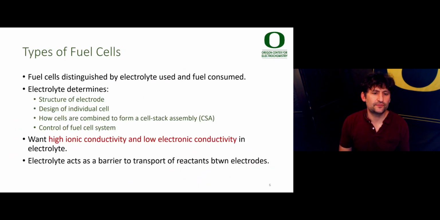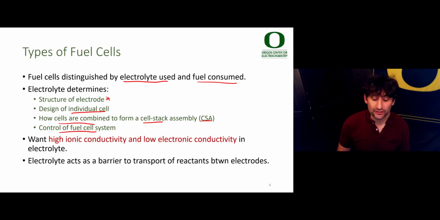There are several different types of fuel cells, and they're typically distinguished by the electrolyte used and the fuel consumed. The electrolyte's really important. The electrolyte determines the structure of the electrode. Are you using a solid or liquid electrolyte? Are you using a membrane ionomer? Are you using a hydroxide conducting or proton conducting electrolyte? All these are important. The electrolyte also determines the design of individual cells, how the cells are combined to form a cell stack assembly, as in the pictures I showed you on the front page, and how you control the fuel cell system. Of course, for any electrolyte, we want a very high ionic conductivity.